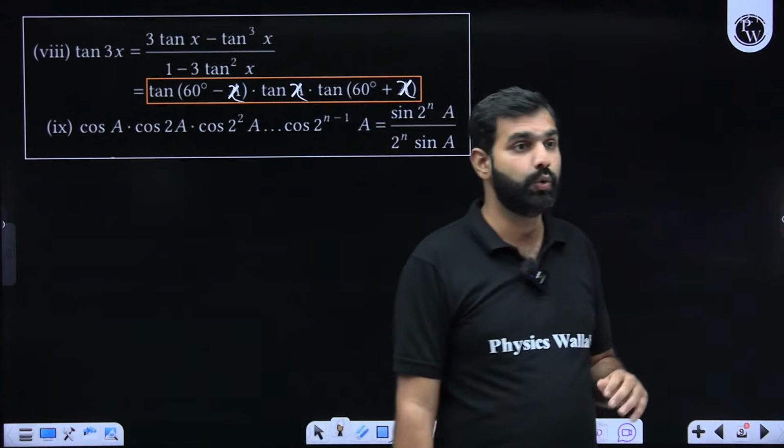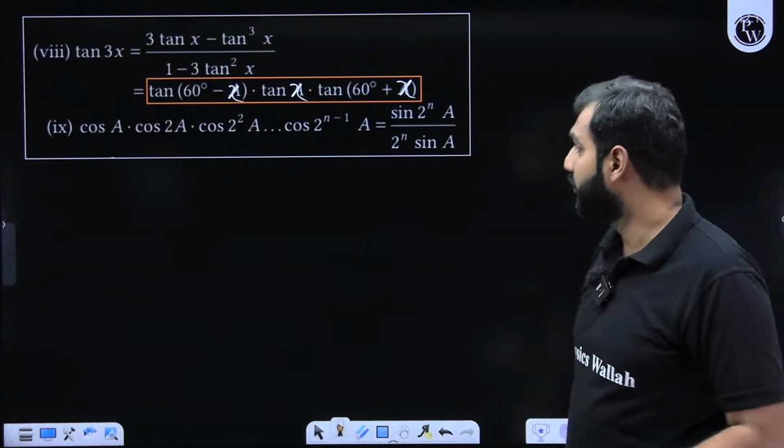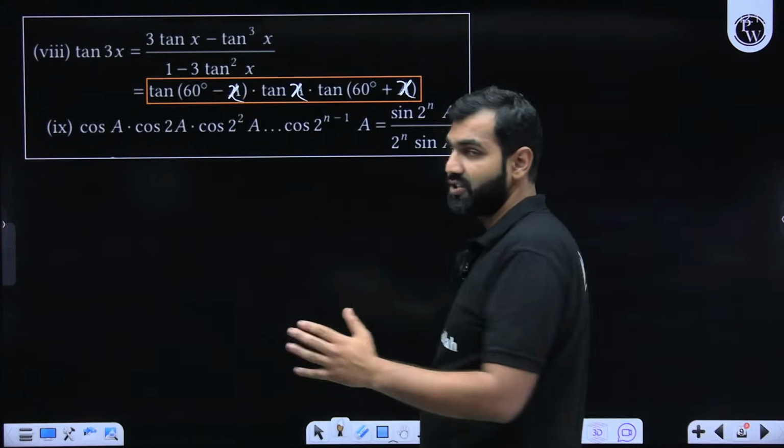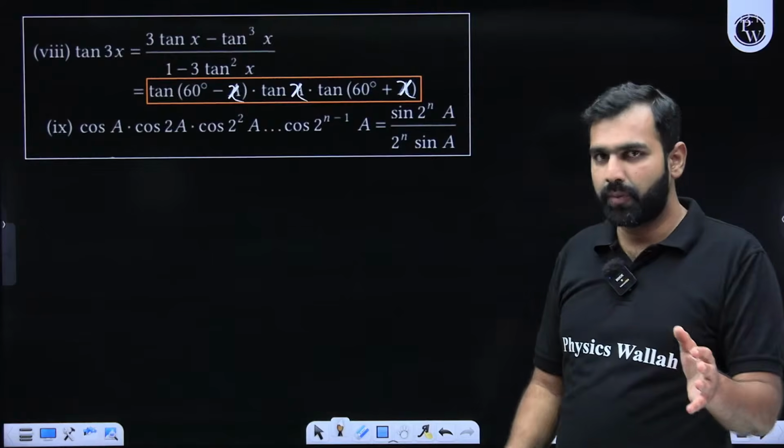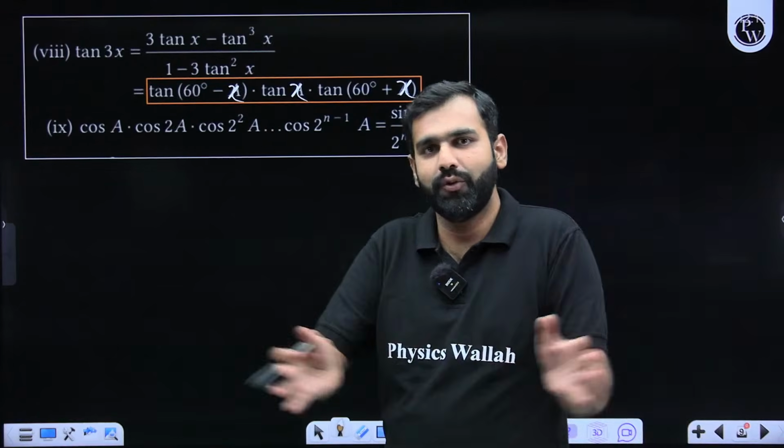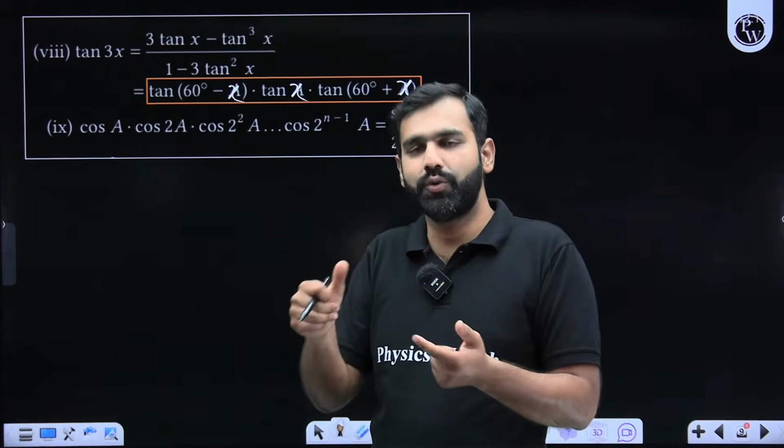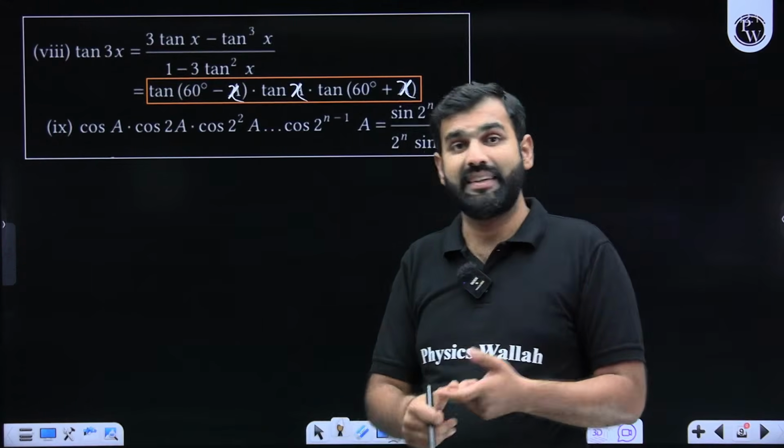Why am I asking you to keep these identities at your fingertips? Because they are used in a lot of questions and a lot of concepts. Not just in trigonometry you'll be using it. Trigonometry is widely used in other chapters. You'll be seeing it getting used in coordinate geometry, calculus, even in algebra.